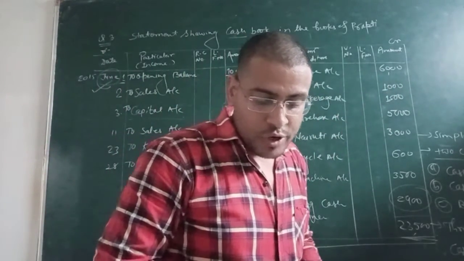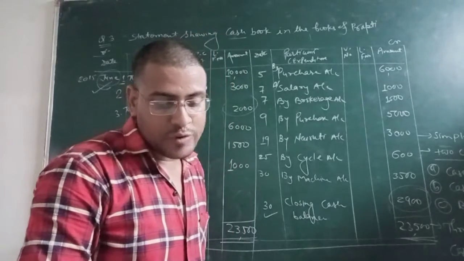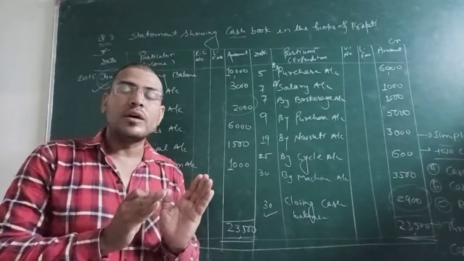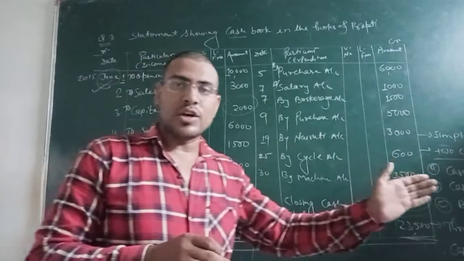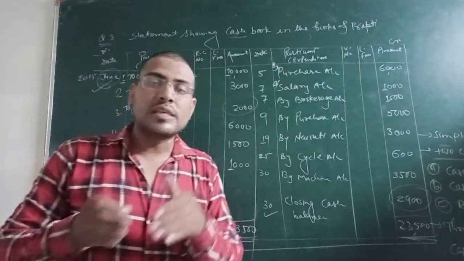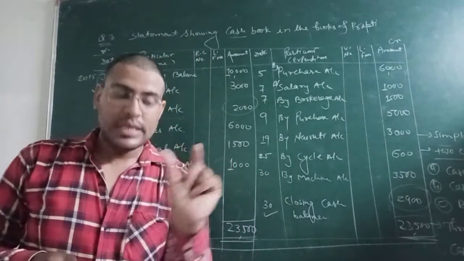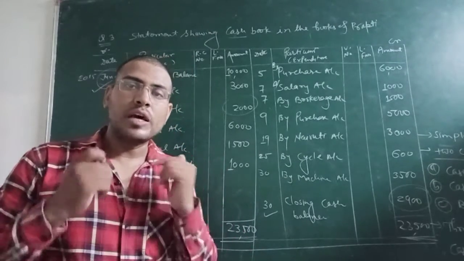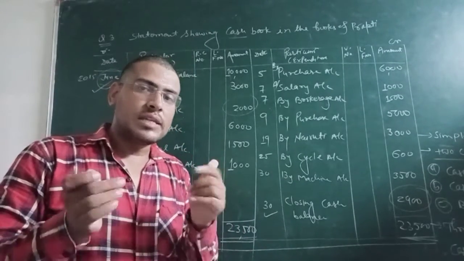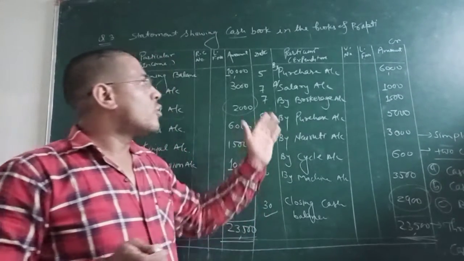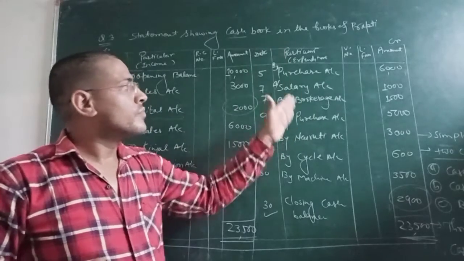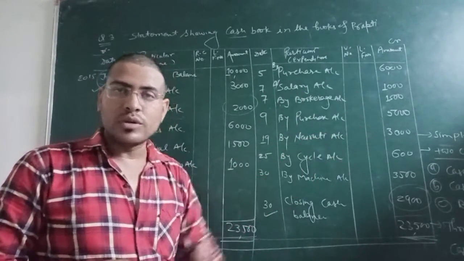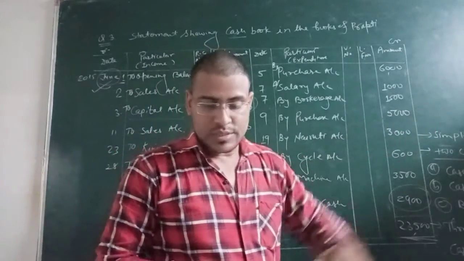Date 9, goods of 5,000 purchased from Drona by cash. Now the name of a person is given over here, but that doesn't indicate that it's a credit transaction. Specifically it is given that it's to be purchased by cash. So it's a cash transaction. We are paying cash to him. That is an expenditure of business to be recorded at the credit side of this account. So by the name of purchase account, 5,000 rupees.